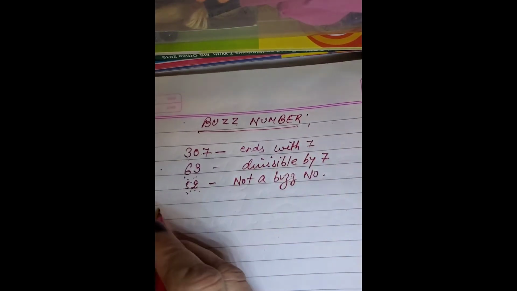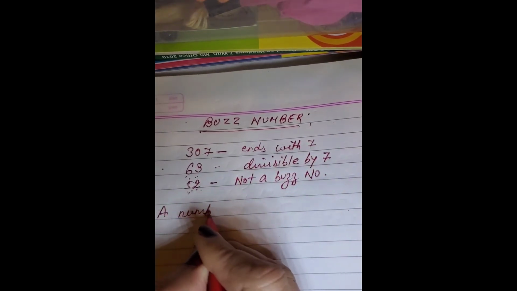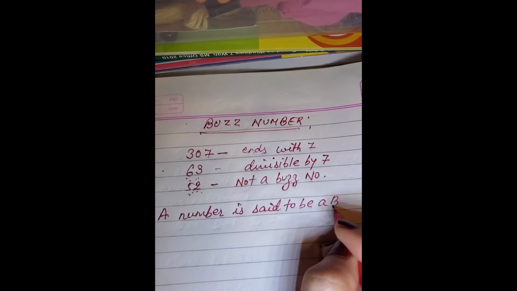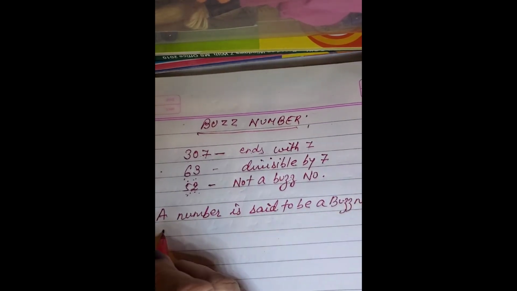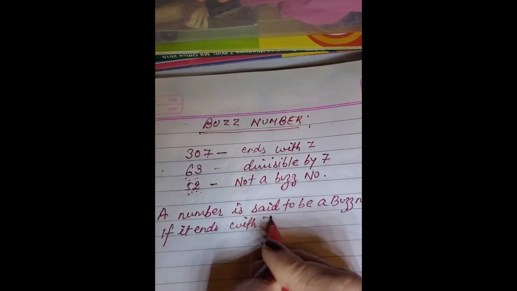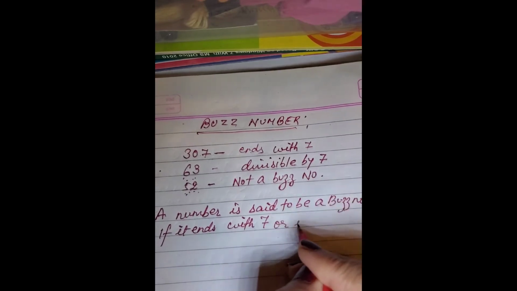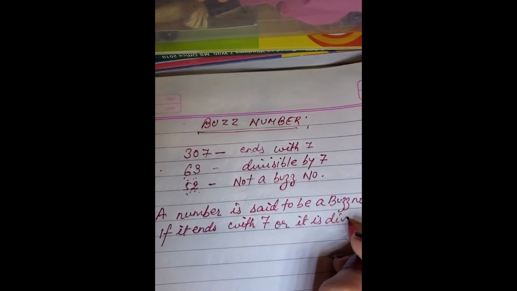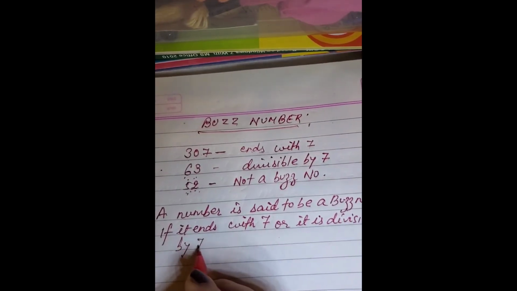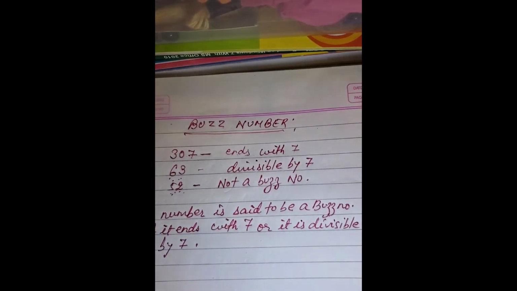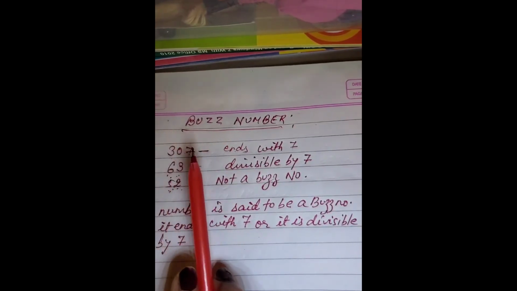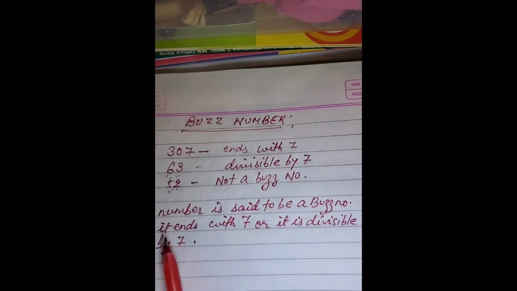So the definition of buzz number is a number is said to be a buzz number if it ends with 7, or it is divisible by 7, means two conditions. If any of the conditions are correct, you can call it a buzz number. If the number is divisible by 7, that is also called a buzz number, as you can see in this condition, 63. And if the number contains 7 at the end, we call it buzz number.